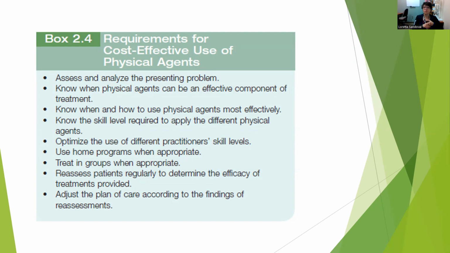We want to treat in groups when appropriate. We want to reassess patients regularly to determine the efficacy of the treatment provided. And basically, we're reassessing at every treatment to determine the efficacy. And we want to adjust the plan of care according to the findings of the reassessments. So if there was a certain physical agent in the plan of care and we're not getting the results that we wanted, we're going to switch it up and adjust the plan of care.